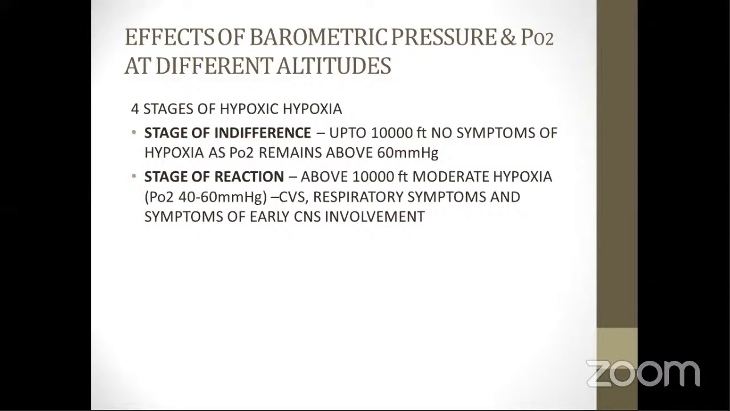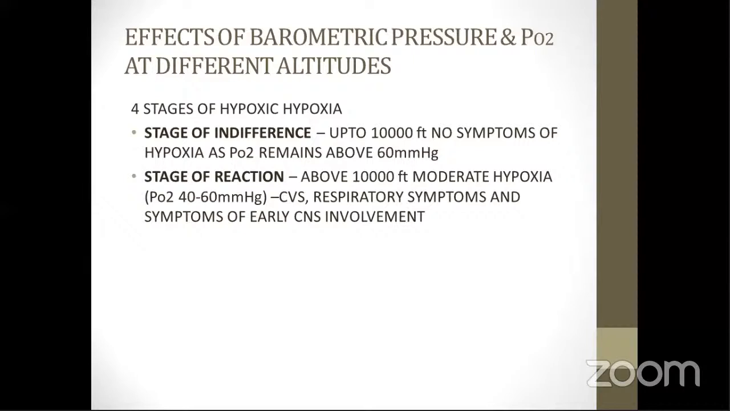And next is effects of barometric pressure and partial pressure of oxygen at different altitudes. What are the effects? There are 4 stages of hypoxic hypoxia that can occur depending upon the partial pressure of oxygen. When the partial pressure of oxygen remains above 60 millimeters of mercury, there are no symptoms of hypoxia, and that stage is called the stage of indifference.